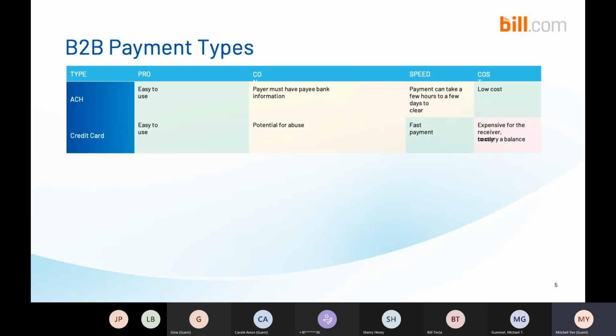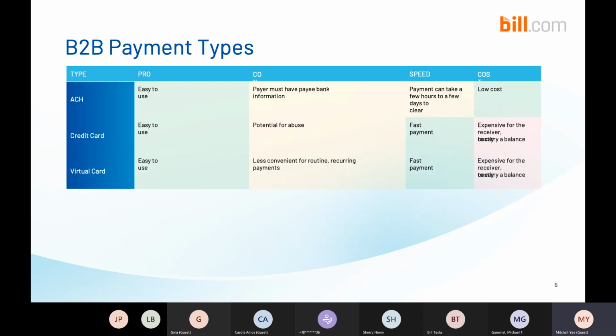Credit cards are another type of payment. Card payments, such as travel, entertainment, fleet, and P cards, operate the same way as business-to-consumer cards. They provide one of the fastest payment options, but they are one of the most expensive options for the receiver.